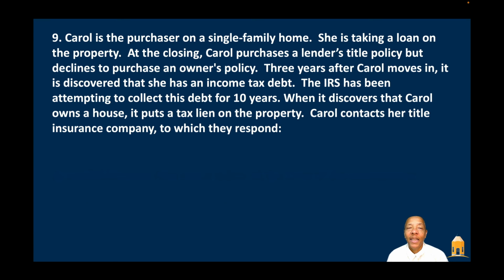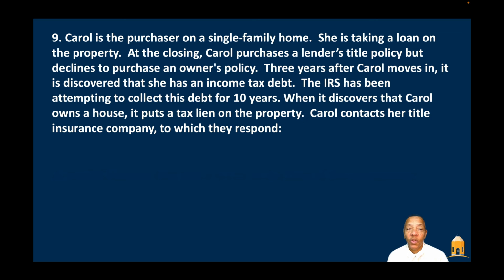Number 9, Carol is the purchaser on a single-family house. She's taking a loan on the property. At the closing, Carol purchases a lender's title policy but declines to purchase an owner's policy. 3 years after Carol moves in, it's discovered that she had an income tax debt. The IRS has been attempting to collect this debt for 10 years from Carol. When it discovers Carol owns a house, it puts a tax lien on the property.